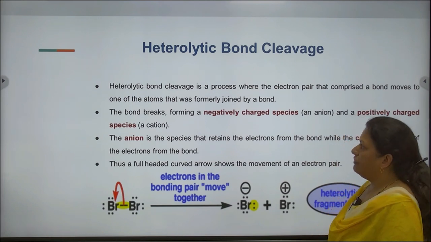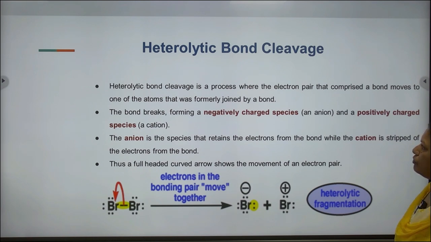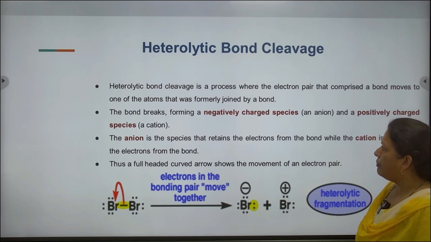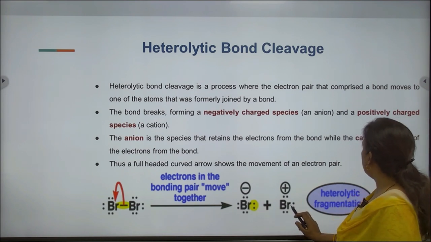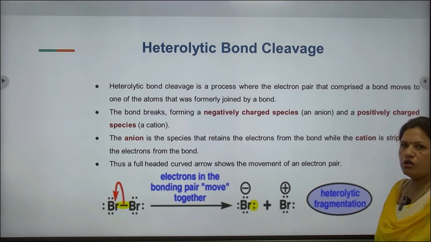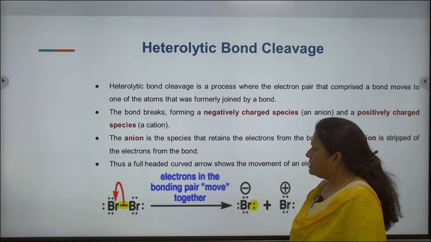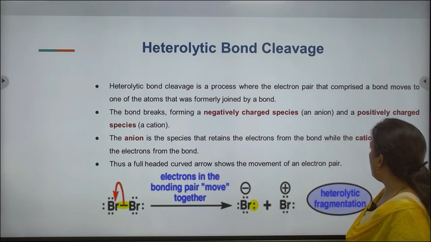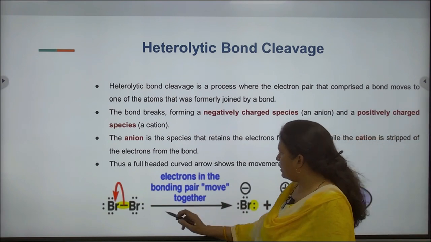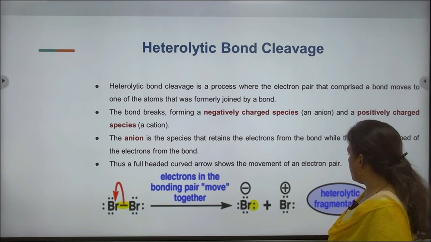Next, heterolytic bond cleavage. Heterolytic bond cleavage is a process where the electron pair that comprised a bond moves to one of the atoms that was formerly joined by a bond. The bond breaks, forming a negatively charged species and a positively charged species. The anion is the species that retains the electrons from the bond, while the cation is stripped of the electrons from the bond. Thus, a full-headed curved arrow shows the movement of an electron pair, and this reaction shows heterolytic fragmentation, and in this reaction, electrons in the bonding pair move together, forming positively and negatively charged species.